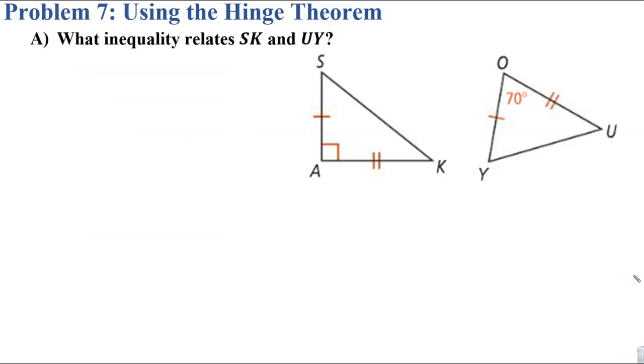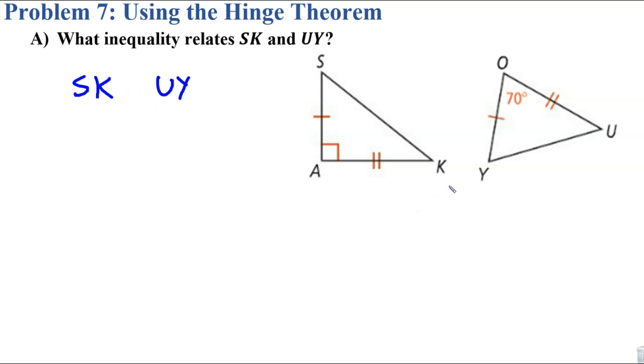All right, so the last question we'll look at is going to be using that Hinge theorem. Problem 7, part A says, what inequality relates SK and UY? In other words, the length SK and the length UY, I want to figure out what can I put between the two of these, greater than symbol or less than symbol.